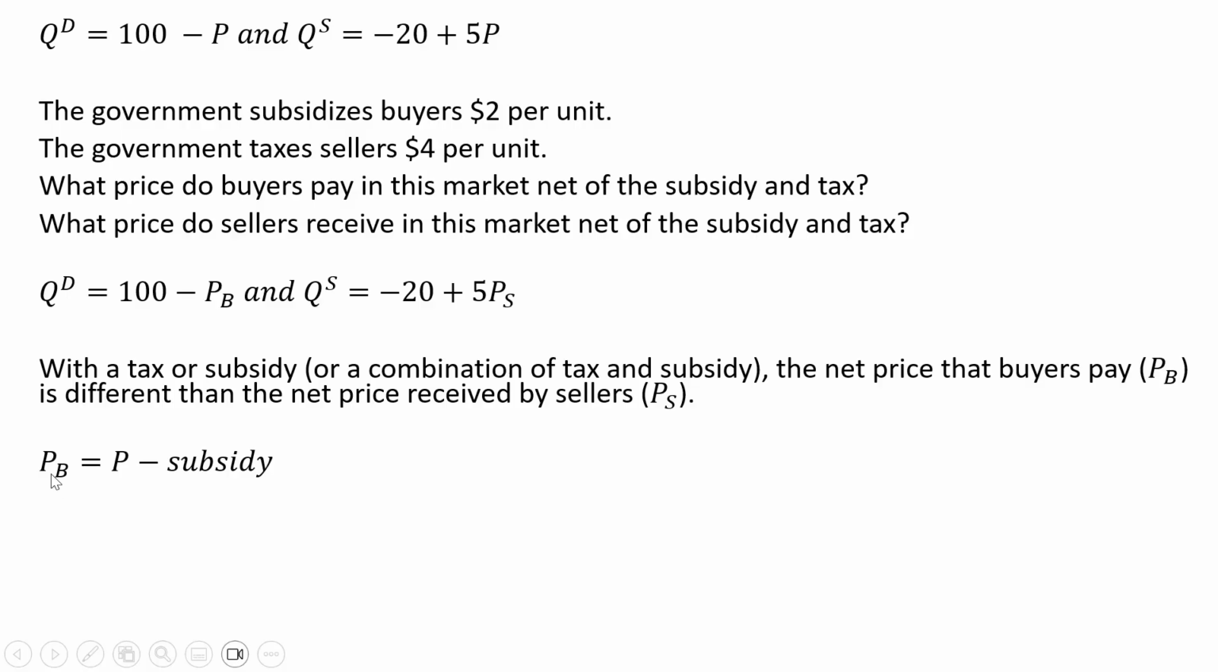Next, the net price that buyers are going to pay is going to be the price minus the subsidy, where the subsidy we're told is $2. And the net price that sellers are going to receive or earn, P subscript S, is going to equal the price minus the tax. In this case, we're told the tax is $4. So P subscript B equals P minus the subsidy. P subscript S, which sellers clear, is going to be P minus 4.